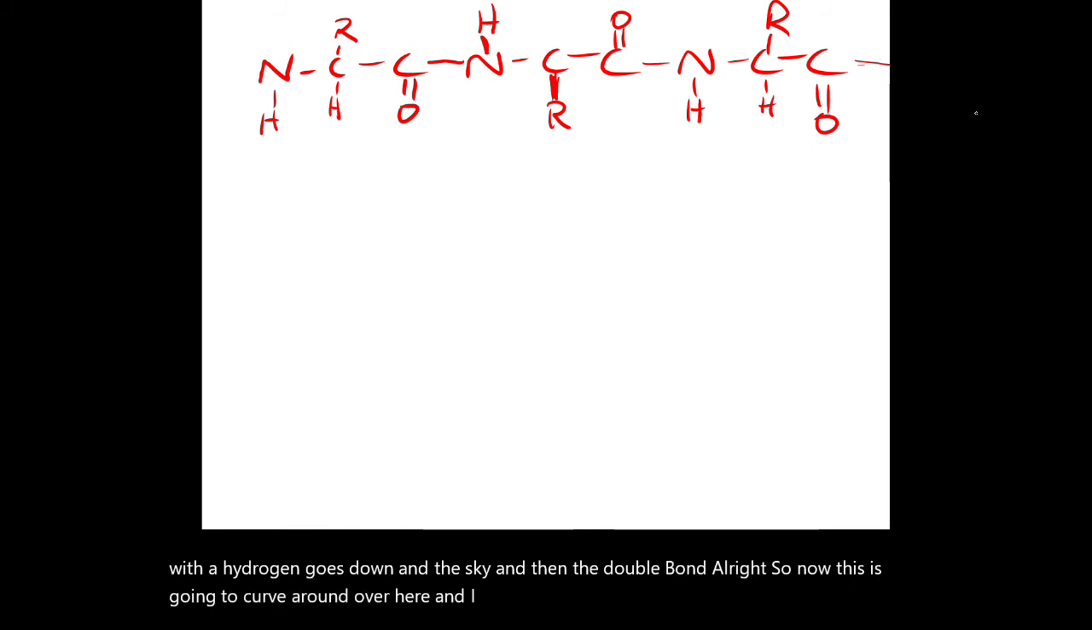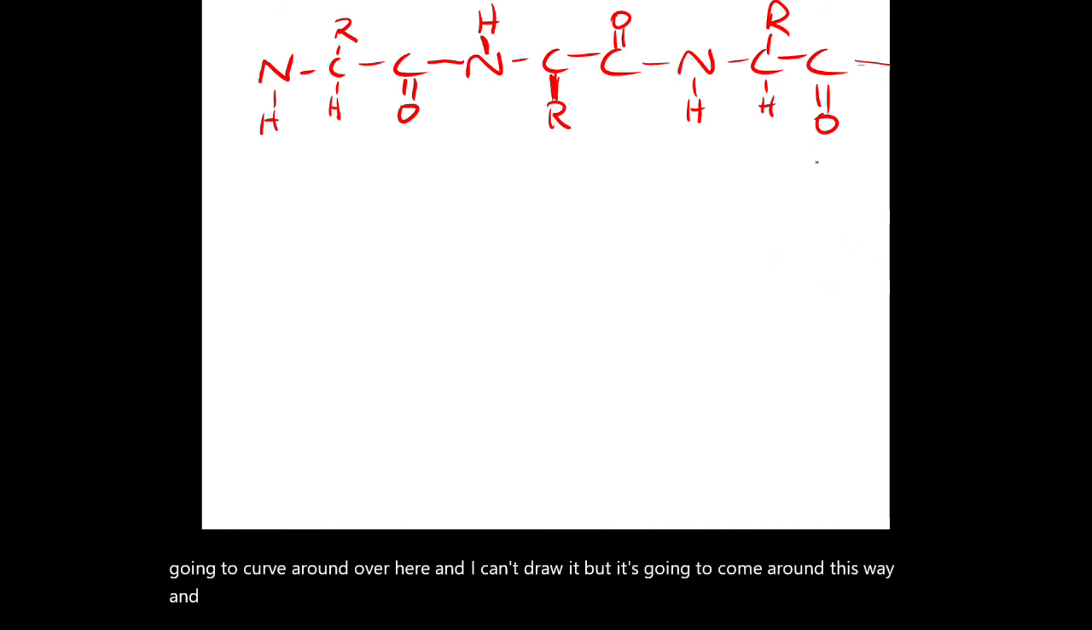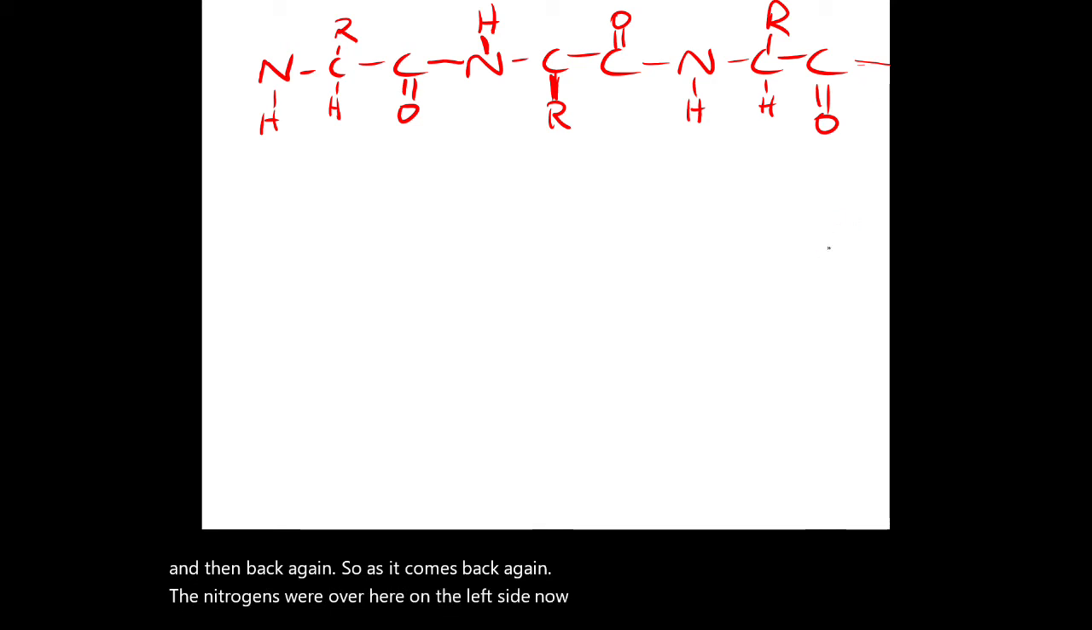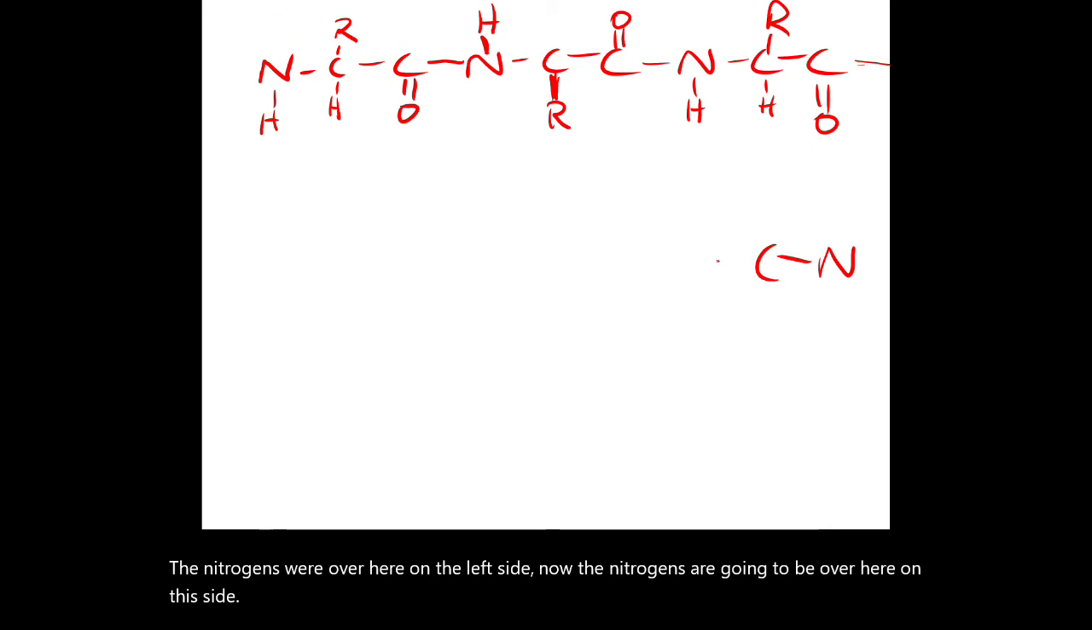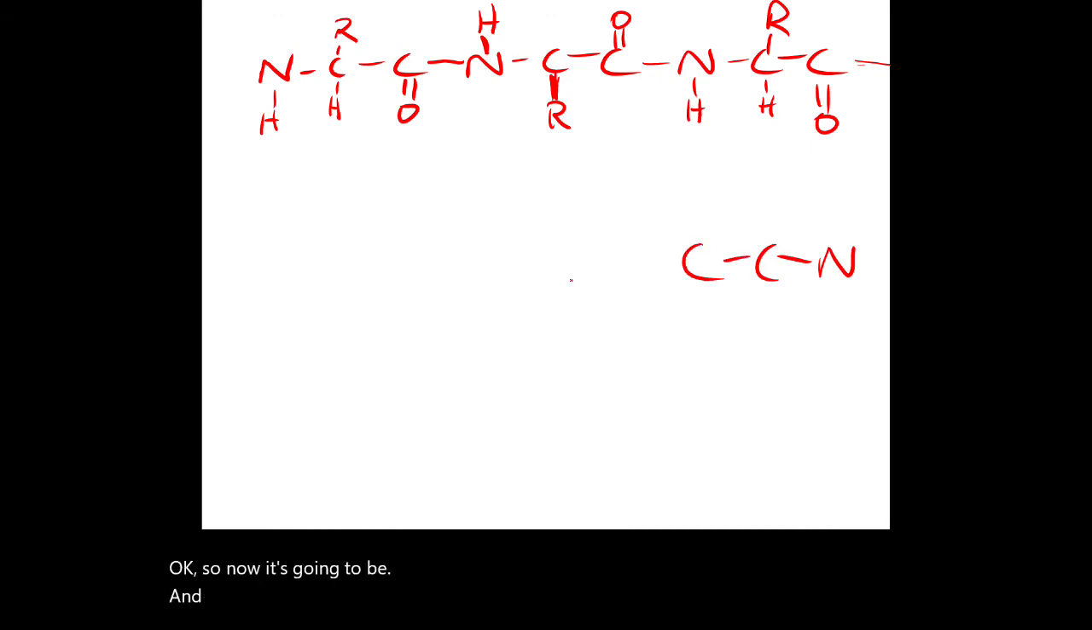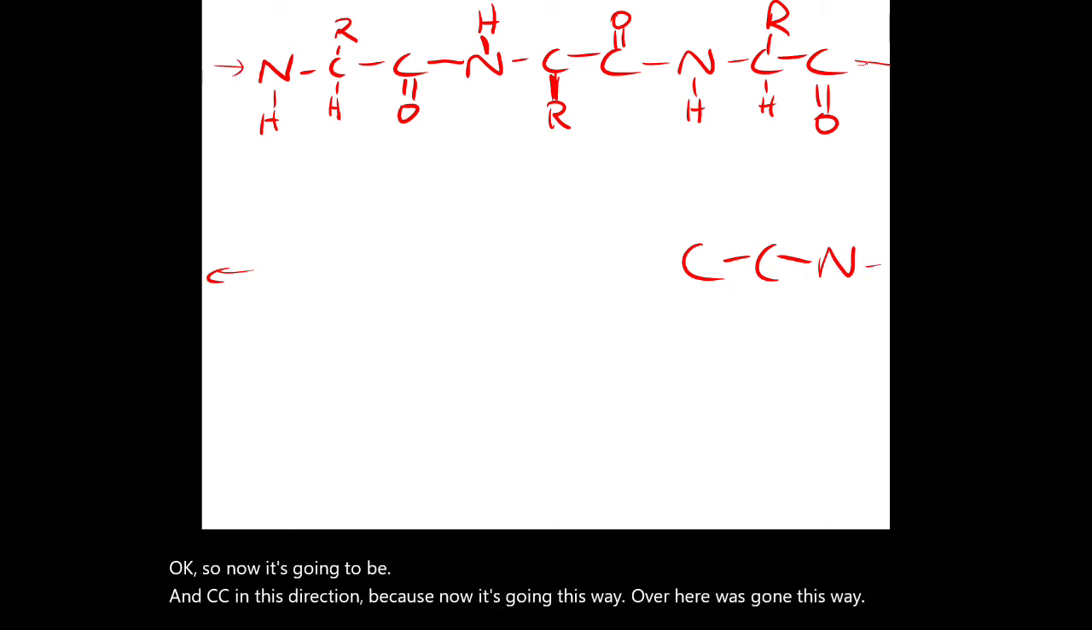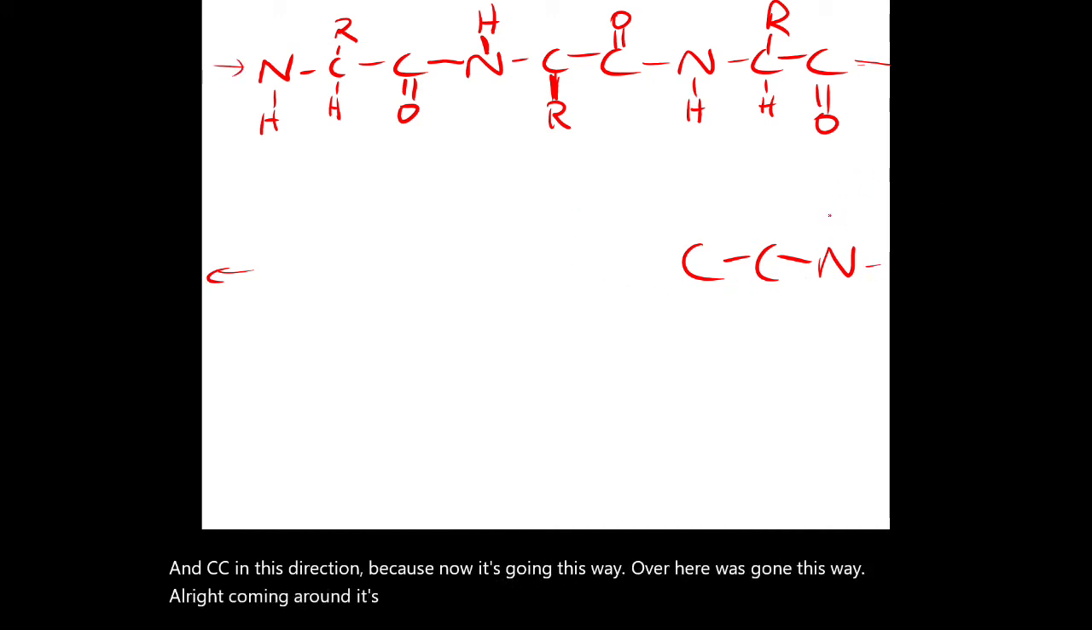All right, so now this is going to curve around over here, and I can't draw it, but it's going to come around this way and then back again. So as it comes back again, where the nitrogens were over here on the left side, now the nitrogens are going to be over here on this side. Okay, so now it's going to be NCC in this direction because now it's going this way. Over here it was going this way. All right, coming around, it's looping around over here where we can't see it.